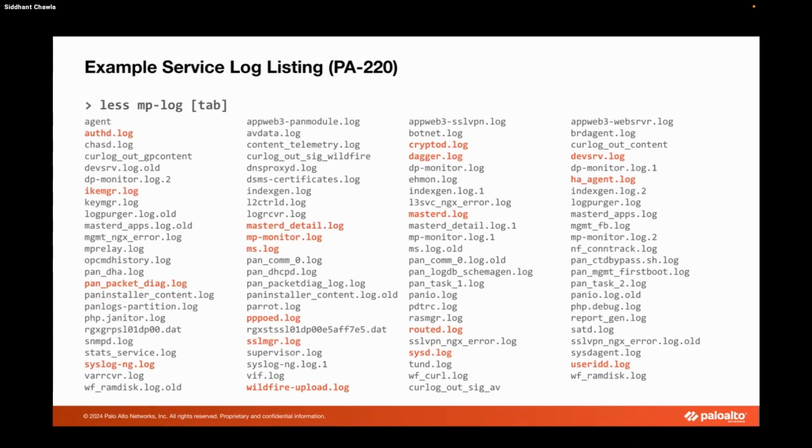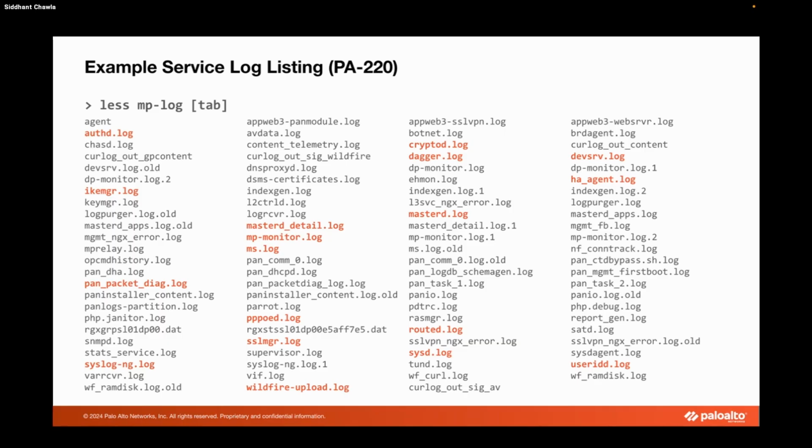These are some examples of service logs. We have taken this example from a PA-220 device. If you want to know what service logs are available on your device, you can run the command less mp-log and press the tab button. You will see what logs are available. Some of the important logs which we generally use in our day-to-day troubleshooting are highlighted in red.